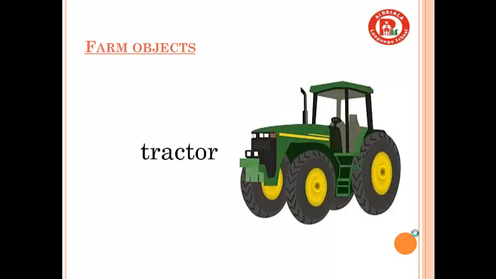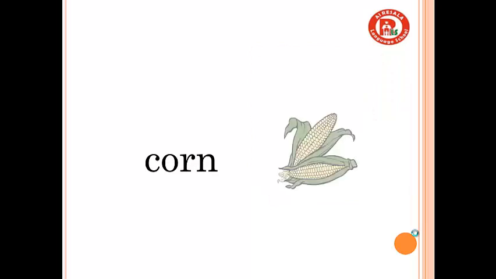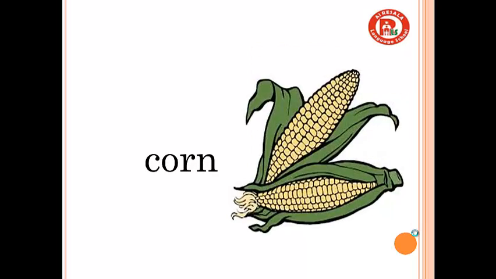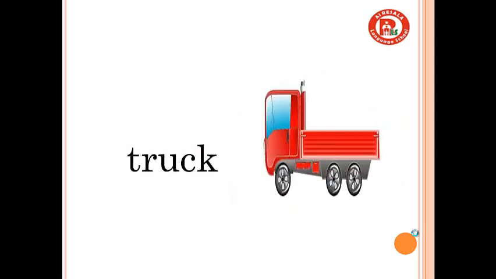Now you will see some of the farm objects. Like what? Tractor, tractor, tractor. Hay, hay, hay. Corn, corn, corn. Truck, truck, truck.